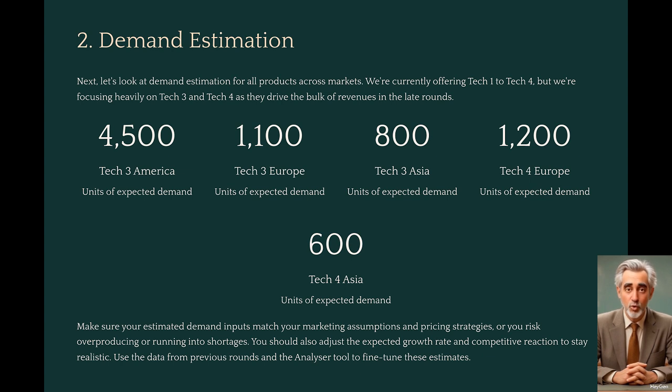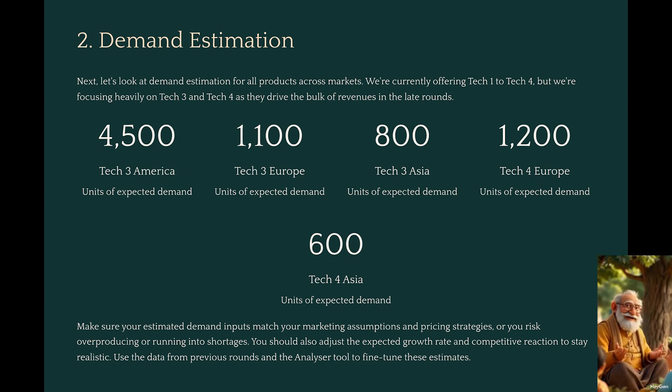For Tech 4, Europe, 1,200 units. Asia, 600 units. Make sure your estimated demand inputs match your marketing assumptions and pricing strategies, or you risk overproducing or running into shortages. You should also adjust the expected growth rate and competitive reaction to stay realistic. Use the data from previous rounds and the analyzer tool to fine-tune these estimates.